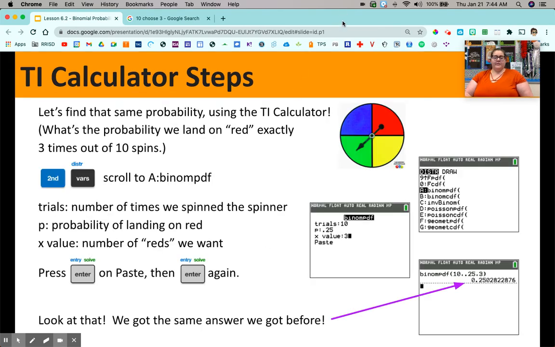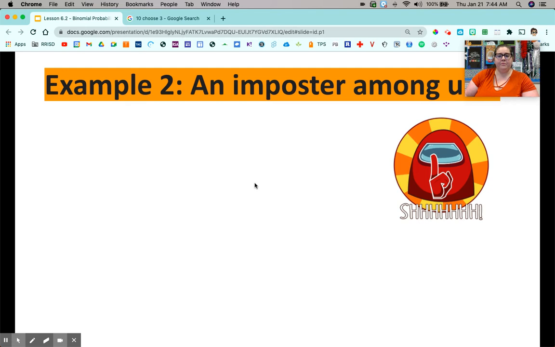I promised you I would pause here for a second, so I'm going to pause. I'm going to look really cool. So if you want to pause and then write some of those steps down, you totally can. But let's look at another example.